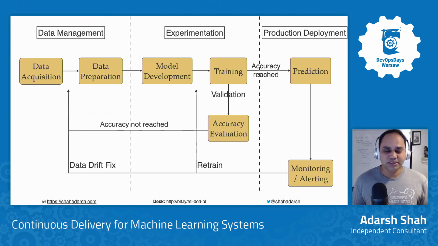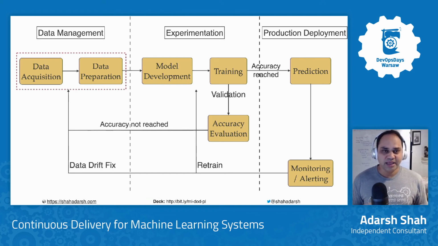So here are the three different phases of machine learning. The reason I'm talking about this is because we look at the challenges in each phase, and then we look at how to resolve them using continuous delivery. The first one on the left is data management. Data is really critical to machine learning. The quality of data defines the quality of the model that you have.